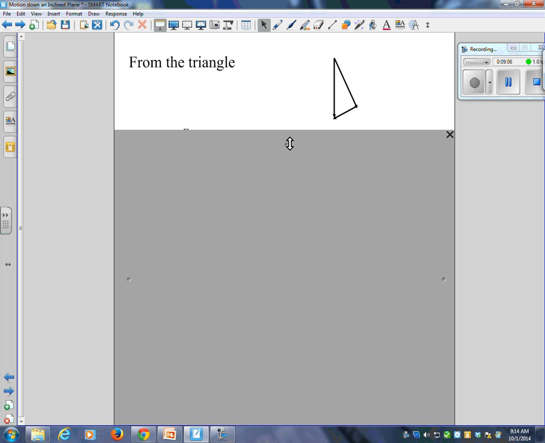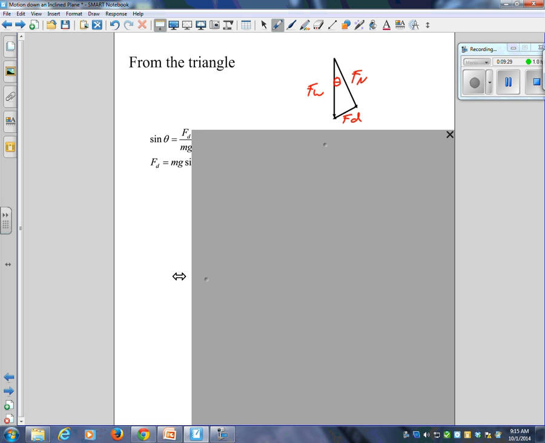Remember that this is theta, the angle of the ramp. This is the weight force. This is Fd, and this is Fn. Using what you know from grade 9 trigonometry, what are the sine, cos, and tan ratios? Actually, give me what the sine ratio is.